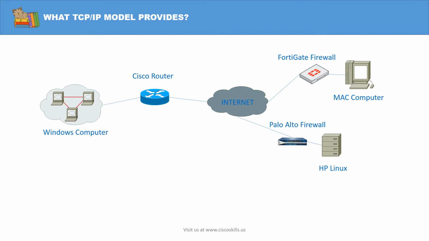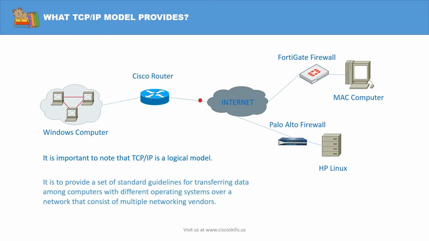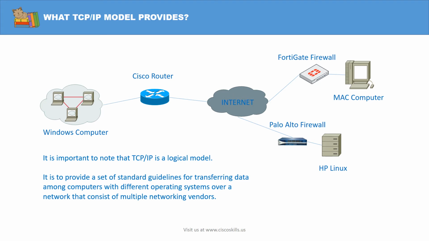Let's look into what TCP/IP model provides. First of all, it is important to note that TCP/IP is a logical model. It is not a physical model, which means you cannot find any physical objects that are considered TCP/IP model. TCP/IP model was created to provide a set of standard guidelines for transferring data among computers with different operating systems over a network that consists of multiple networking vendors.